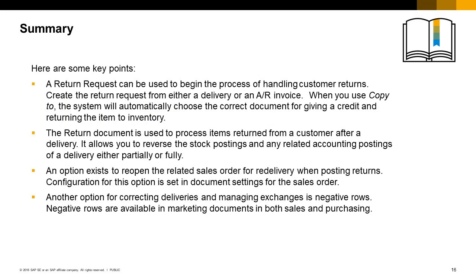A return request can be used to begin the process of handling customer returns. Create the return request from either a delivery or an AR invoice. When you use copy to, the system will automatically choose the correct document for giving a credit and returning the item to inventory. The return document is used to process items returned from a customer after a delivery. A return document allows you to reverse the stock postings and any related accounting postings of a delivery either partially or fully. An option exists to reopen the related sales order for redelivery when posting returns. Configuration for this option is set in Document Settings for the sales order.